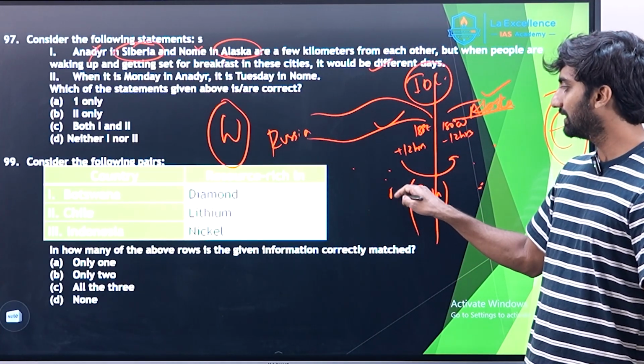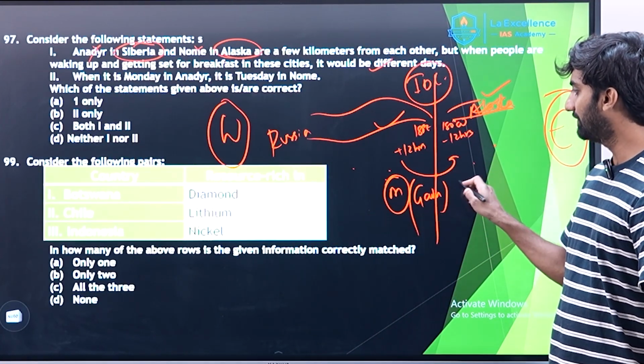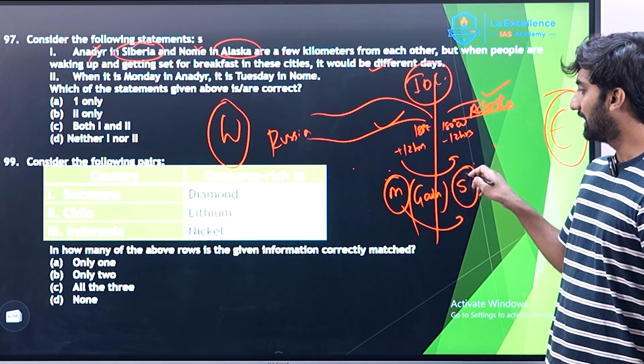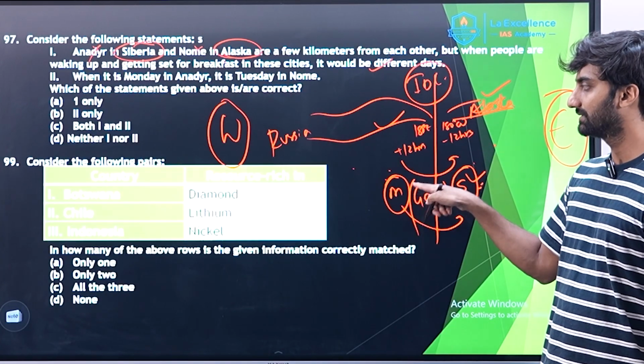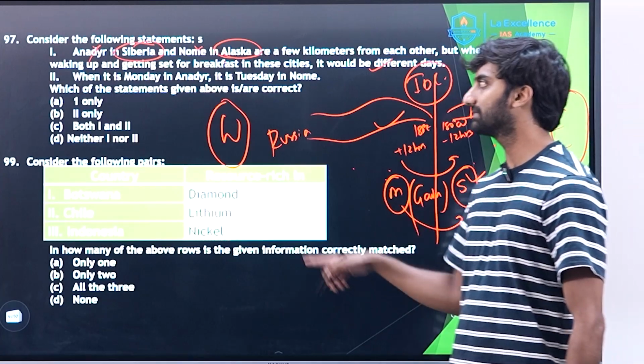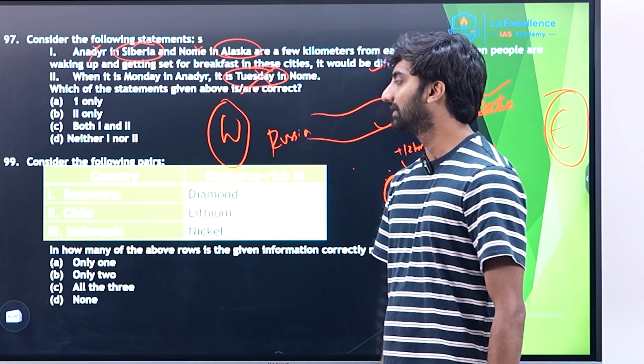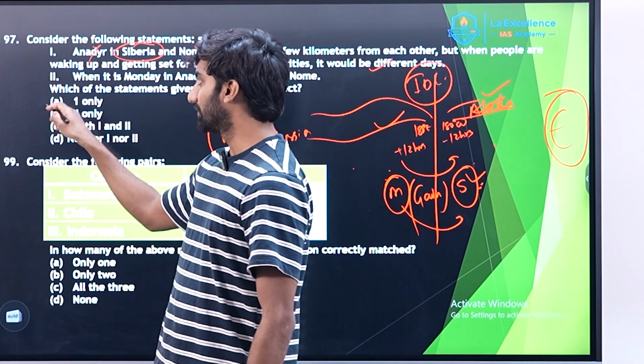Statement 2: when it is Monday in Anadyr, it is Tuesday in Nome. So if it is Monday in Anadyr, Nome should be a day behind. It is a Sunday in Nome. Crossing the date line, again he will relive his day. So when it is Monday in Anadyr, it should be Sunday in Nome, not Tuesday. So which of the following are correct? Only 1.